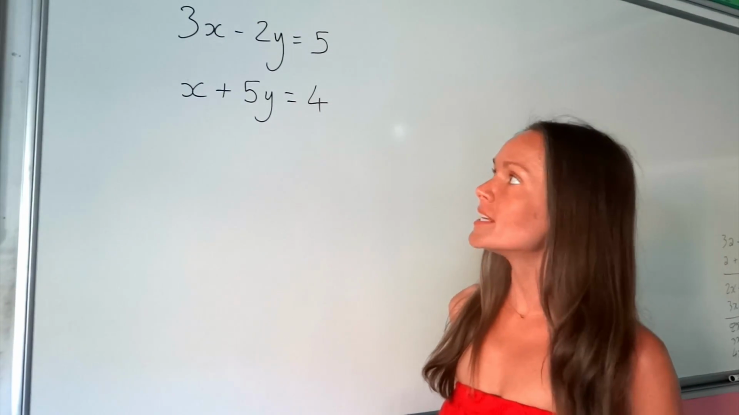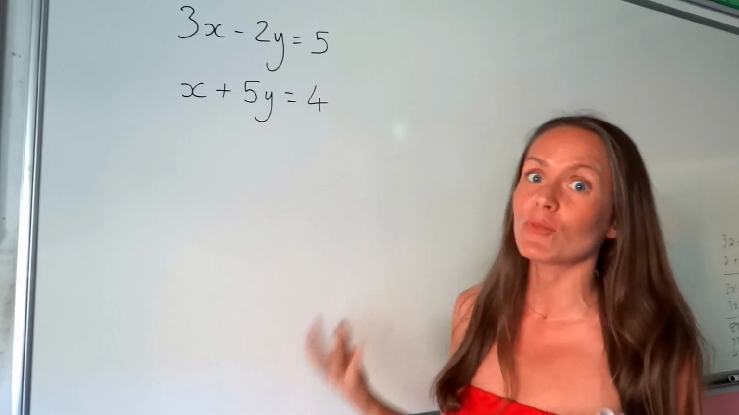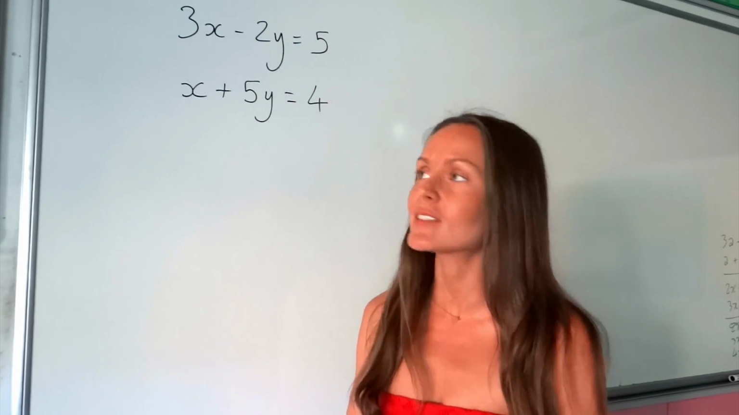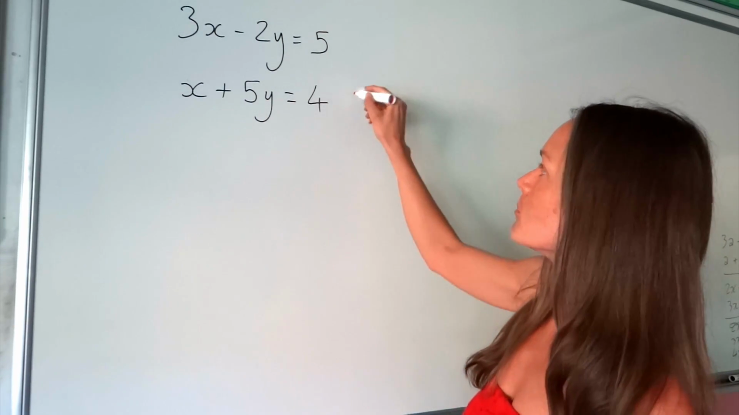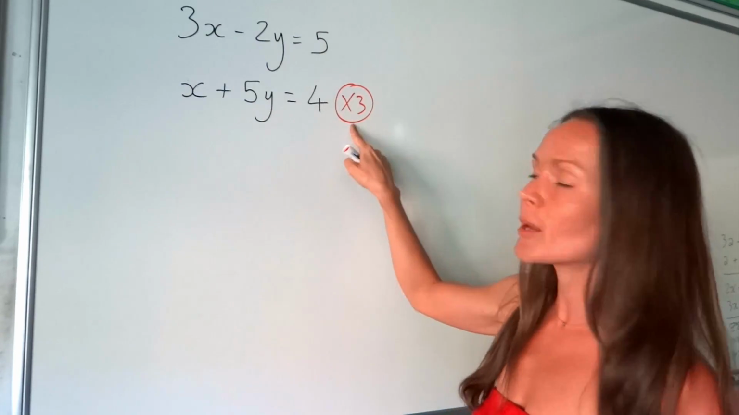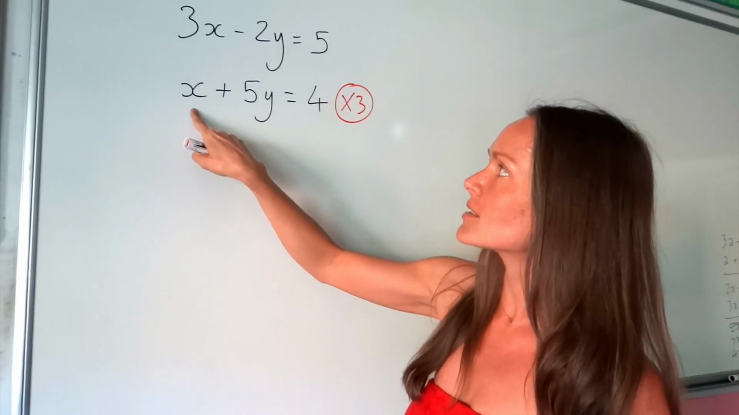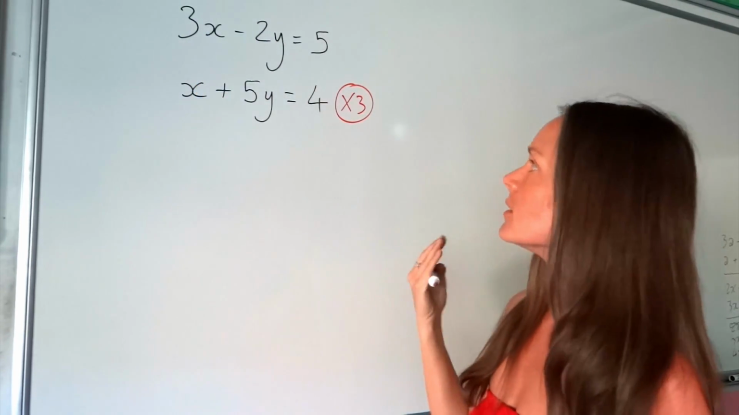Okay, so remember, we need to have either the same number of x's or the same number of y's before we can add or subtract the two equations together. The easiest way to do it on this one is to multiply the bottom equation by 3, because x multiplied by 3 will give me 3x, and so it will look like that one, which is also 3x above. So I'm going to do that.